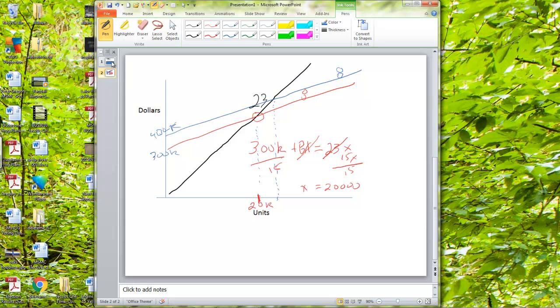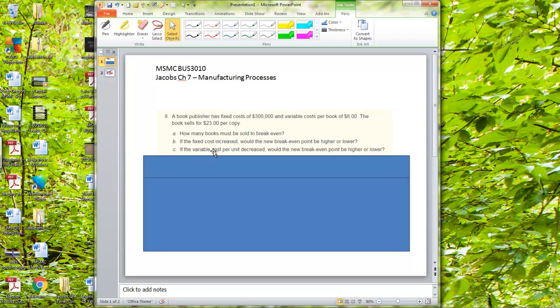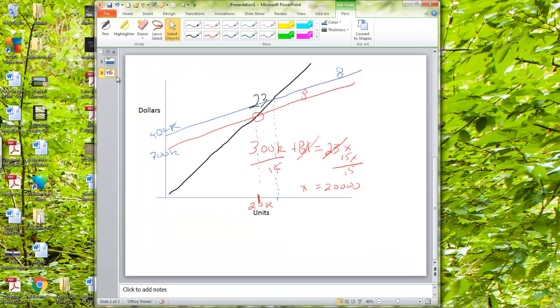Okay, now let's take a look at C. They're going to ask us something different. If the variable cost per unit decreased, would the new break-even point be higher or lower? So now we're talking about the variable cost, not the fixed cost. This is the other part of sensitivity analysis here. There's two things we can change. And actually what I'm going to do is remove what we already did so it's a little clearer here. We're going to draw a new curve.